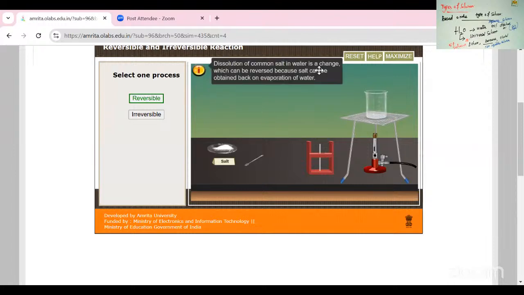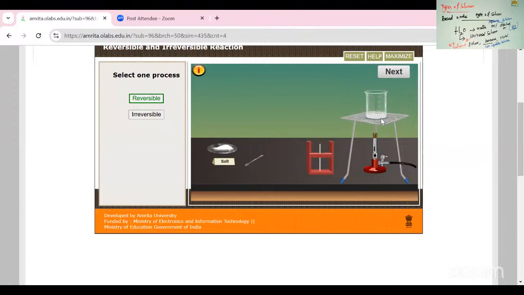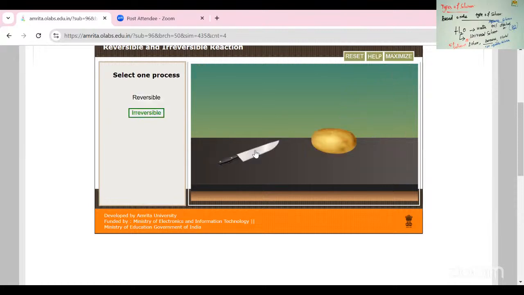So the dissolution of common salt in water is a change which can be reversed because salt can be obtained back by the evaporation of the water. So this reaction is called the reversible reaction. That is, when the salt solution is heated, the salt once again settles under the beaker. Next one is a very simple example.